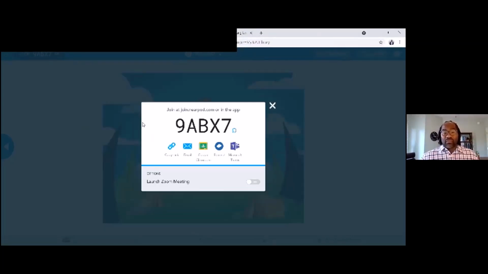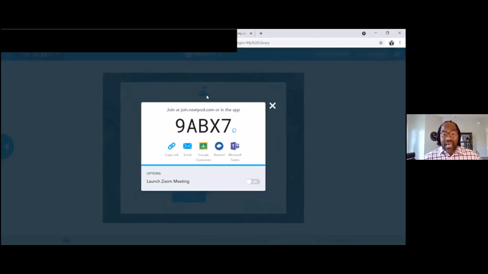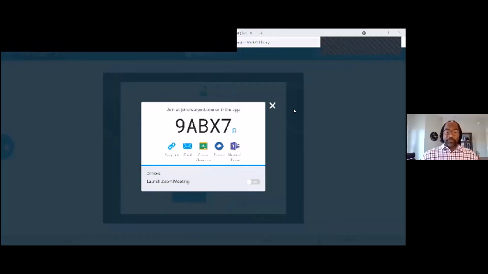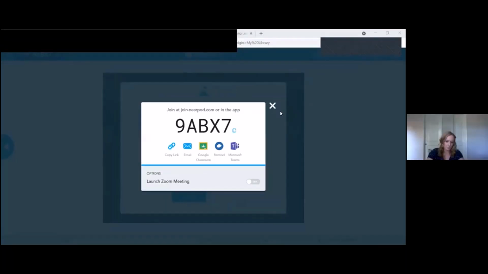Okay, so if you're at the page that prompts you for the code, you'll type in 9ABX7, and I'll actually put that in the chat box. Let me see. So the code is 9ABX7. And let's get back in there. Are you able to see my screen now? Yes. All right. And if you're not able to see the screen, you can also see it on your phone.